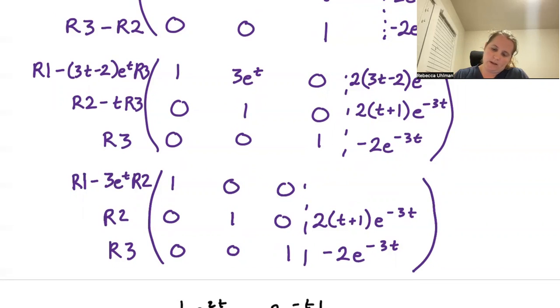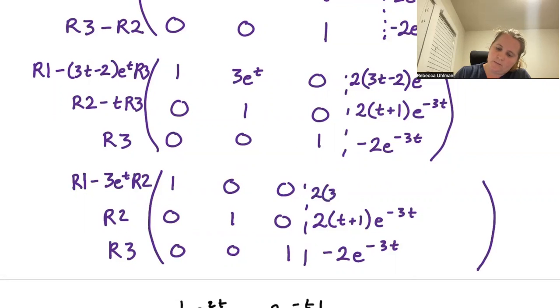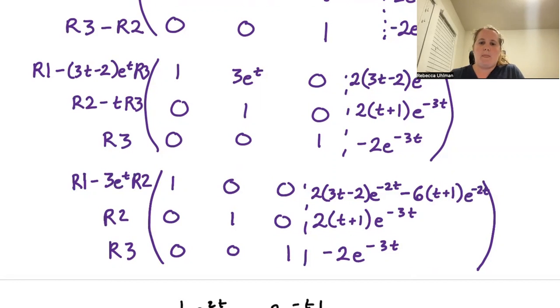So that becomes, we have our 2 times (3t minus 2) e to the negative 2t. Then we are subtracting off 6 times (t plus 1) times e to the negative 2t. Oh, I just realized I have some scratch work. I'm going to erase that quickly.